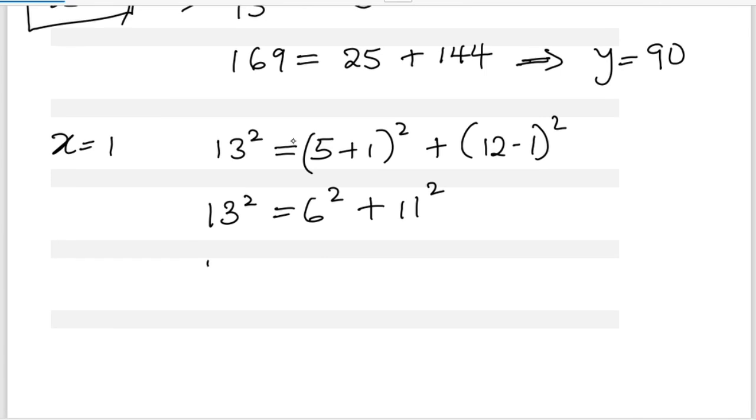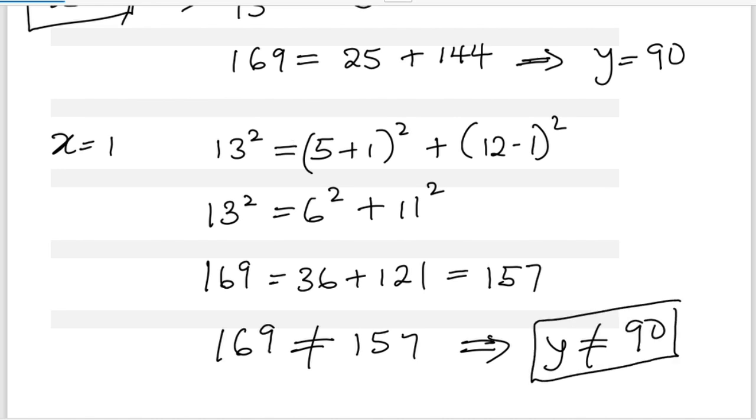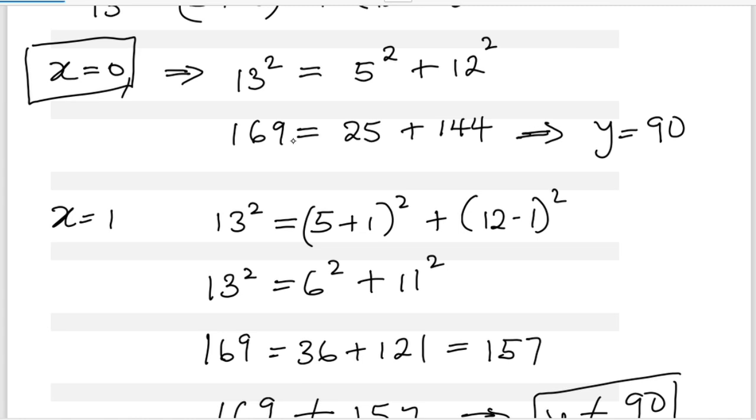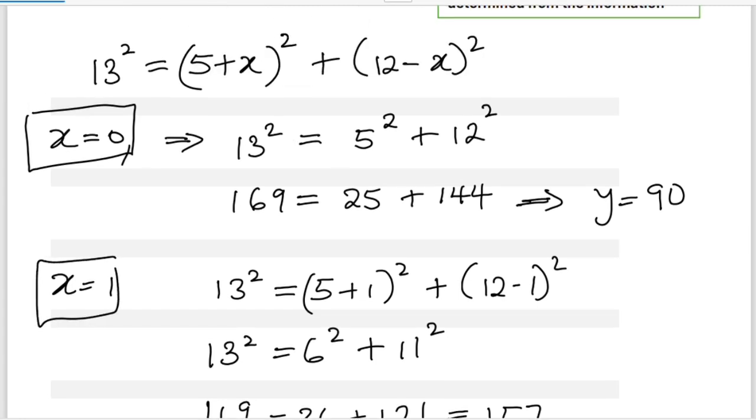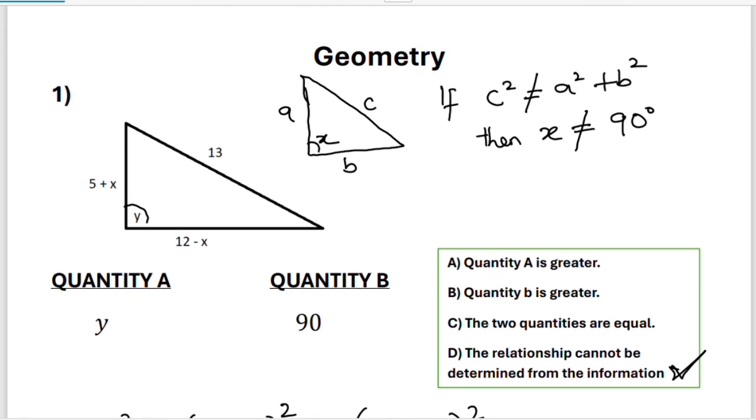And 13 squared is 169. This is 36 plus 121, and this is simply 157. So clearly 169 is not 157, which implies that the angle is not 90 degrees. So we found a result where the angle is not 90, and here the angle is 90, for different conditions of x. So that simply means that we cannot necessarily determine the actual relationship between point A and point B, because it could be greater, it could be equal, it could be less. So the answer for this question is simply D. So D is the answer to this.